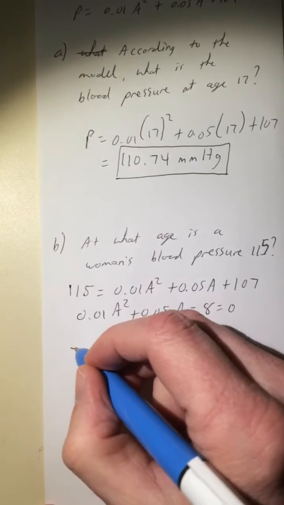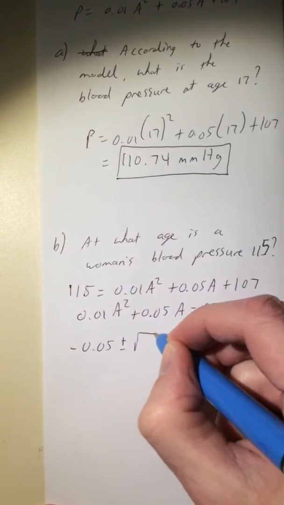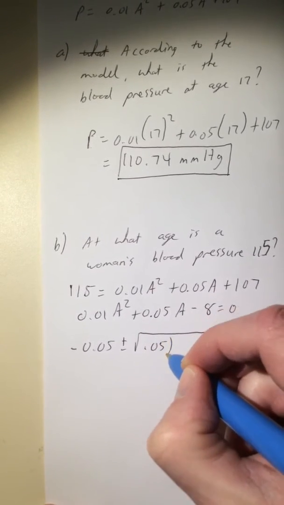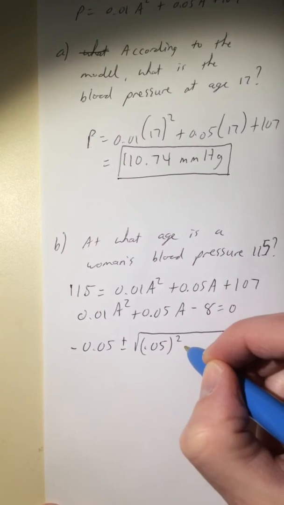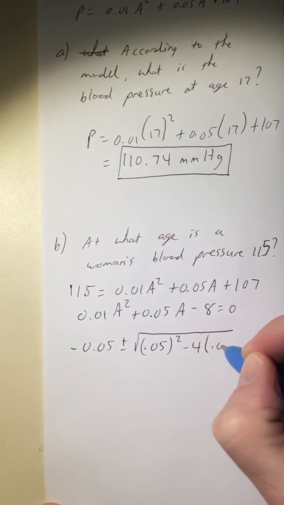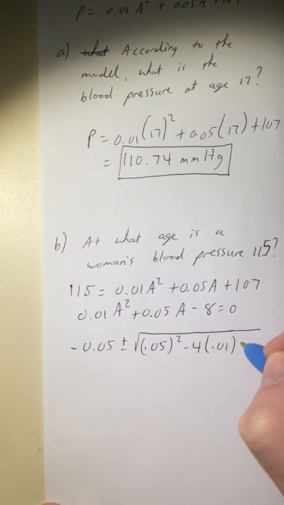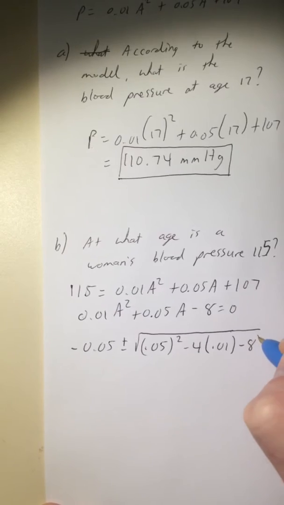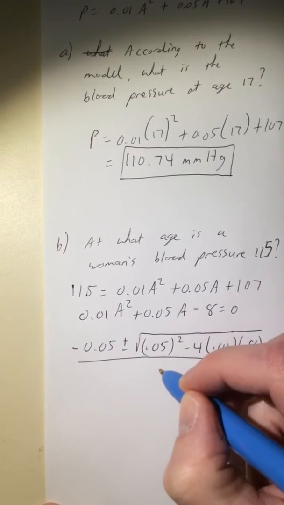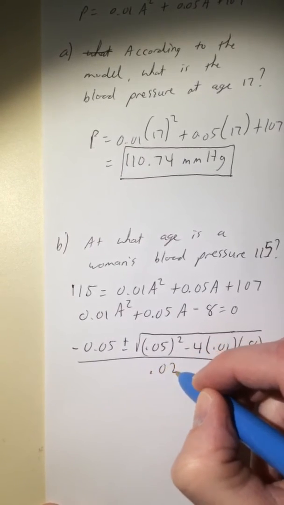So we got -0.05 plus or minus B squared, so that's going to be 0.05 squared, minus 4 times A, which is 0.01, times C, which is -8. And all of that is divided by 2 times A, which in this case is 0.01. So I'm just going to jump right to 0.02 on that.